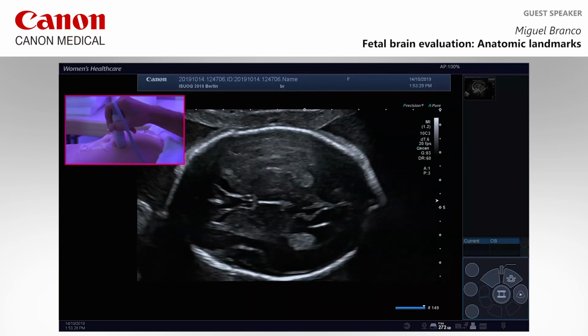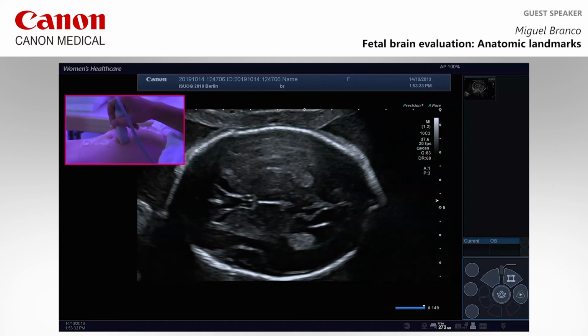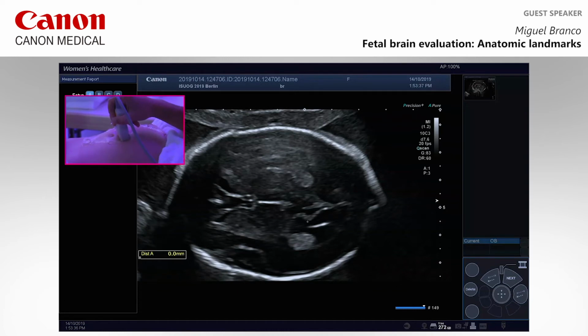For the measurement of the lateral ventricles, we use as a marker the parieto-occipital fissure. You take the inner aspect of it and take the measurement without including the walls.